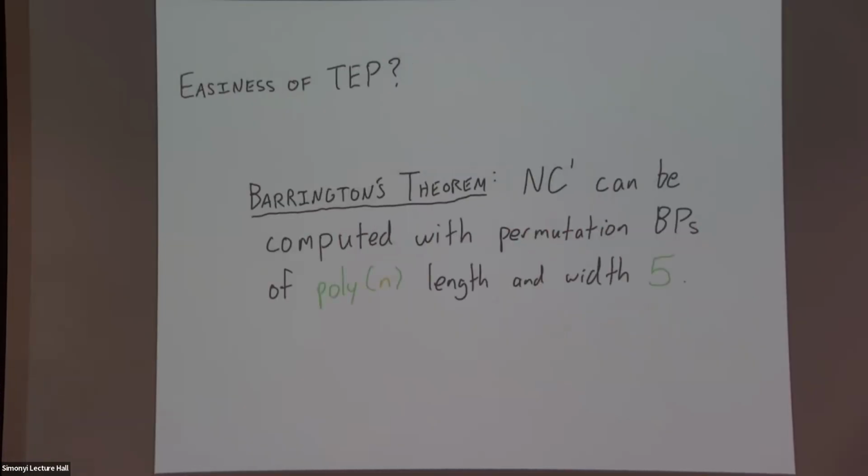So the story of the upper bounds for tree evaluation really starts with this result by David Barrington back in the mid-80s. He showed that this class of problems that can be solved efficiently by formulas, that is, logarithmic depth formulas, NC1, can be computed by this really nice space model called permutation branching programs. And the cool thing is that the length is efficient, polynomial, and the width, which you can think of as the memory that you're really holding about the function, is 5. So you're saving a constant amount of memory and computing this whole thing.